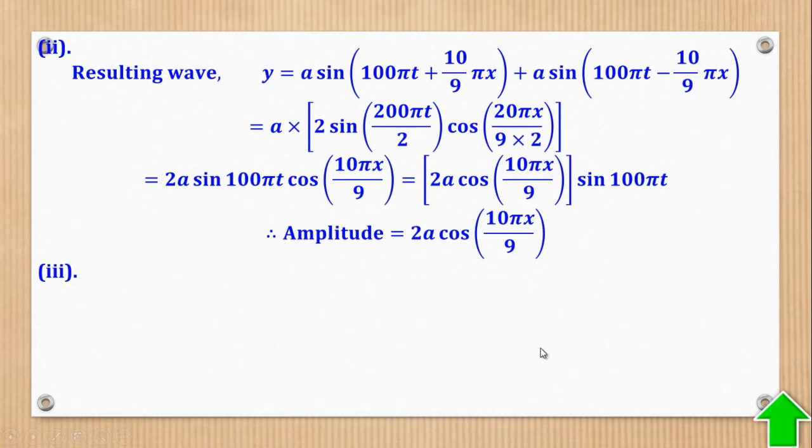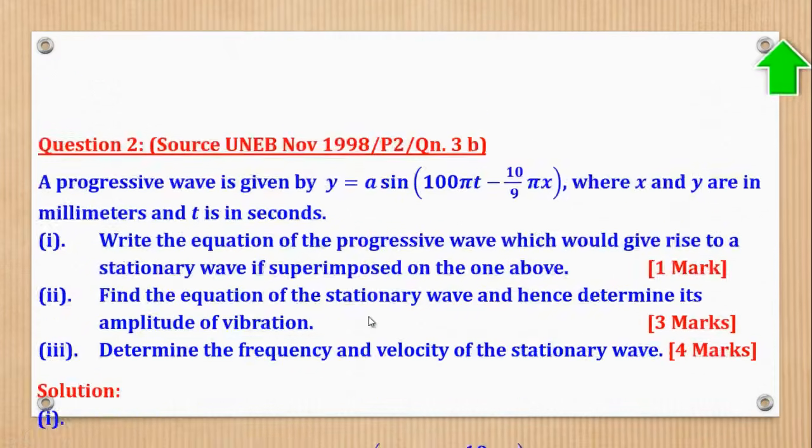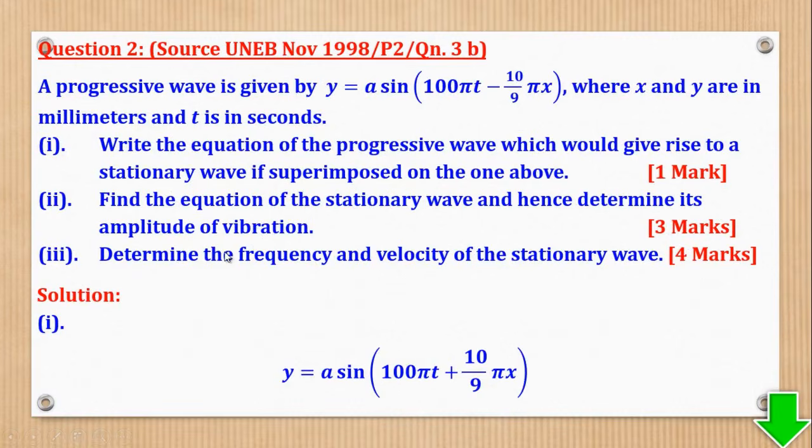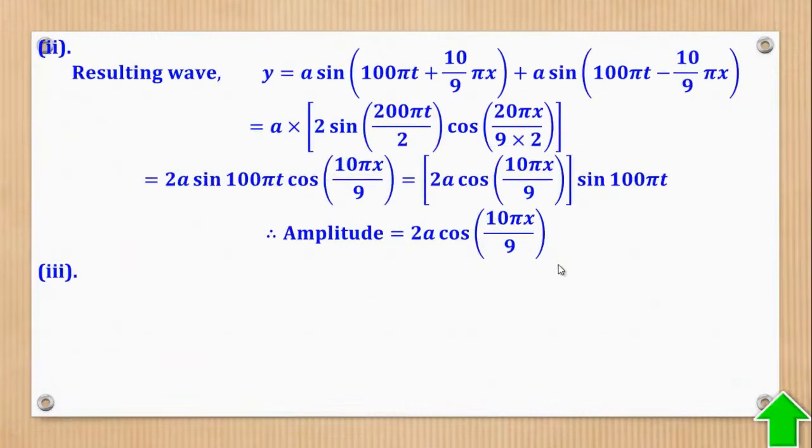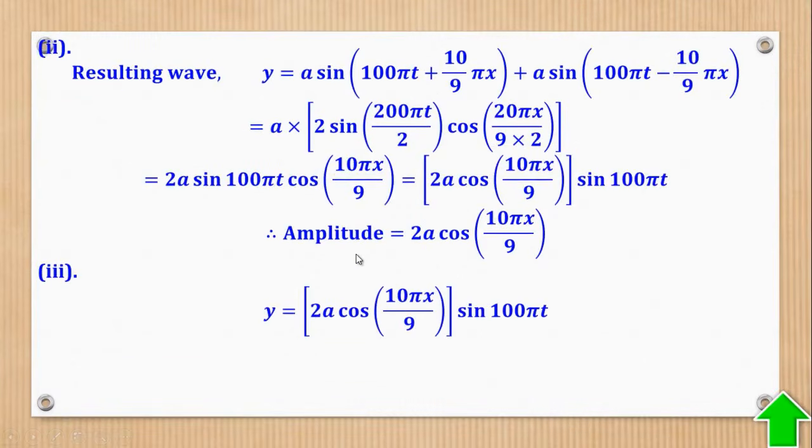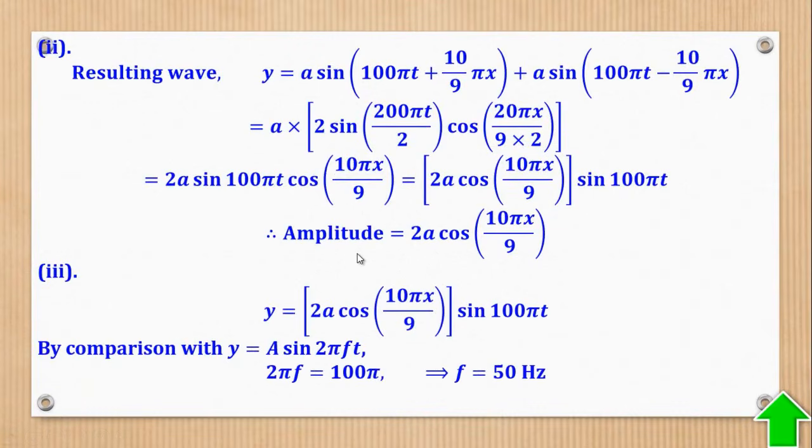Then Roman 3, they wanted the frequency and velocity of the stationary wave. So by comparison, 2 pi f is equal to 100 pi, so f will be equal to 50. Then the velocity will be 0 because it is stationary.